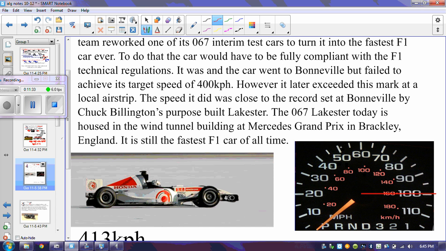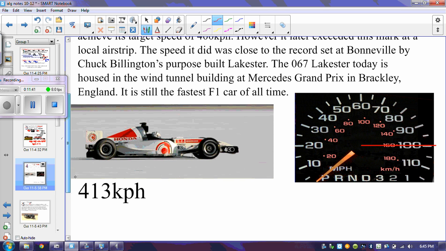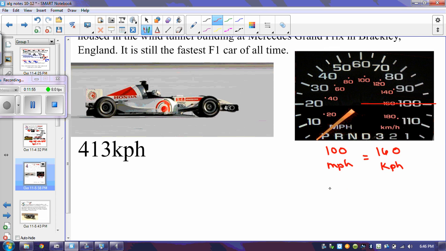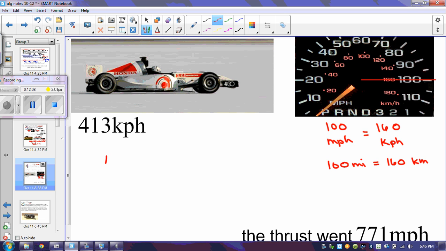There's this one right here where the 50 and the 80 just about perfectly line up. And then there's the one here where the 160 and the 100 almost perfectly line up as well. So this says that if I'm going 100 miles per hour, that's the same as going 160 kilometers per hour. Remembering that per hour just means in each hour, that means that 100 miles is the same as 160 kilometers, approximately.